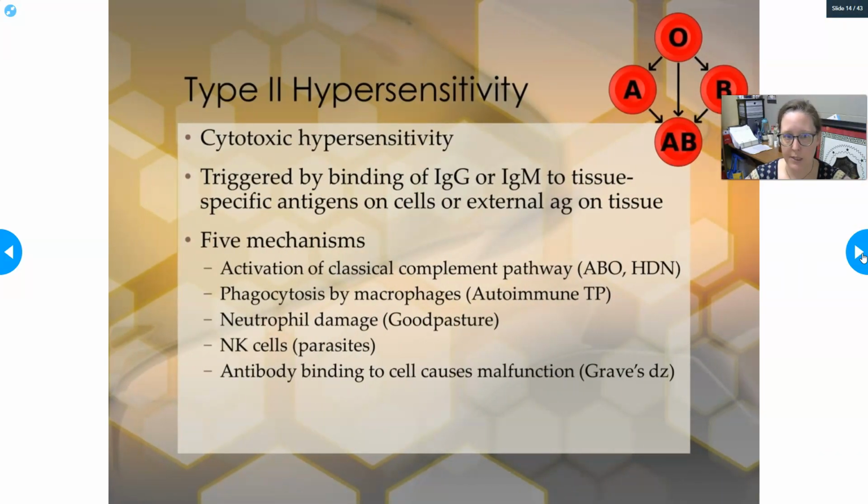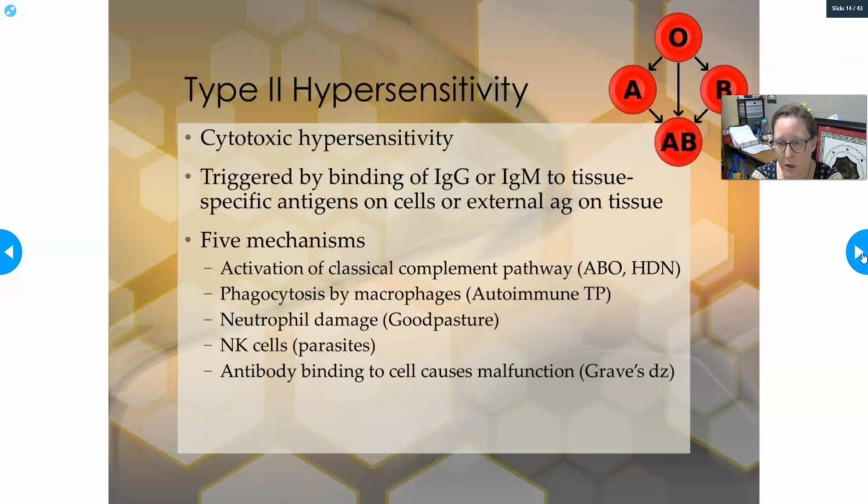So type 2 hypersensitivity is a cytotoxic hypersensitivity. This one is triggered by the binding of IgG or IgM to tissue-specific antigens on cells or external antigens on tissues. So again, this is your body recognizing something as foreign. ABO incompatibility is the main one we can think of. Hemolytic disease of the newborn is another one. There are 5 mechanisms by which type 2 hypersensitivity occurs.